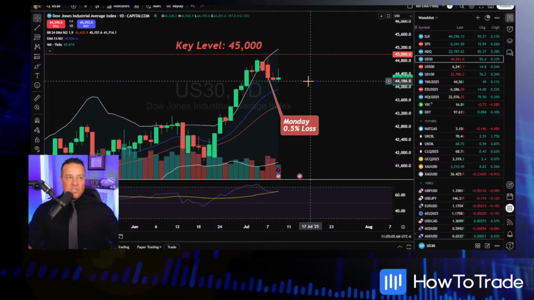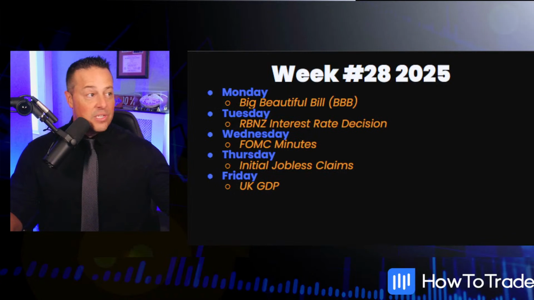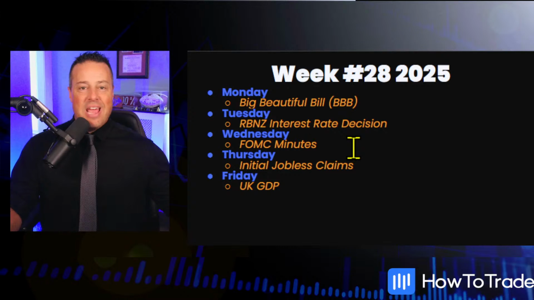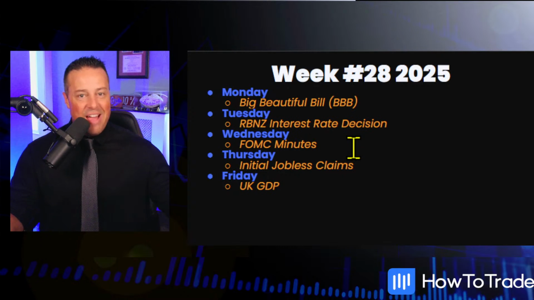I think this FOMC Minutes release is going to be a big one, and it's one of those things that we definitely have to begin focusing on. So week 28, what do we have? Monday was the big, beautiful bill. The RBNZ interest rate decision paid us off beautifully with that Kiwi trade. Wednesday, FOMC Minutes. That's the game today. Everybody's waiting on pins and needles. 55 minutes from right now, it's going to drop and hit the news wires. It's a hard one to trade.